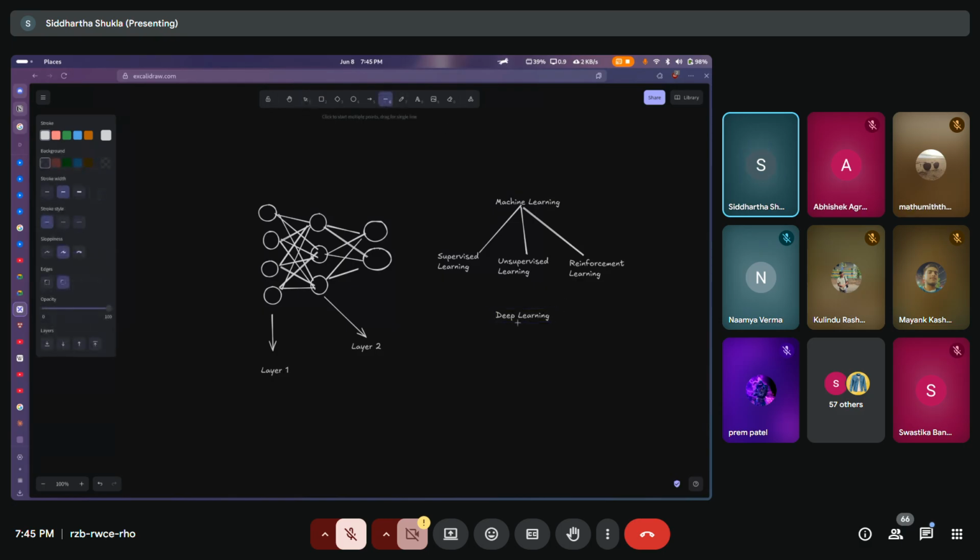Deep learning deals with neural networks, and it's further classified into various types of neural networks, right? Convolutional neural networks, as you must have heard of, and recurrent neural networks.